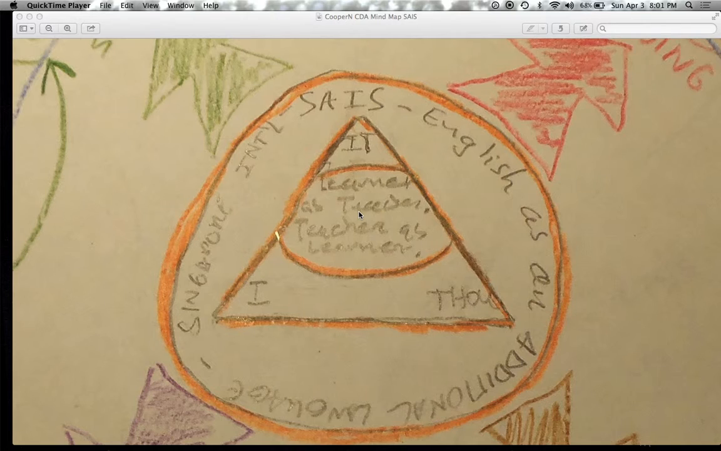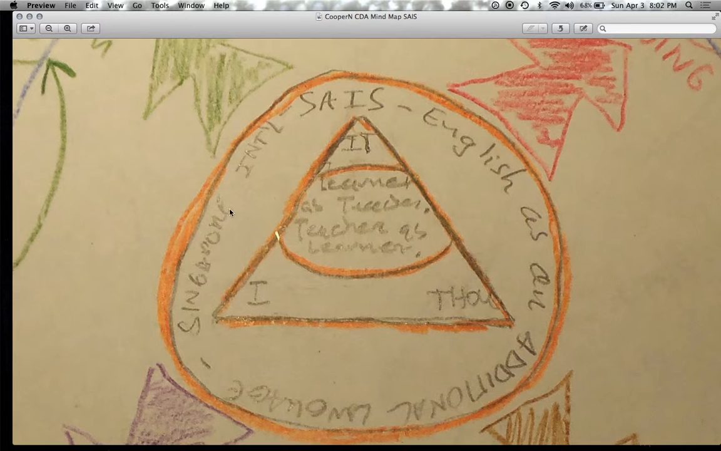So here we go. At the very center of my mind map, you'll see that I have the I, thou, and it. Learner as teacher, teacher as learner. I've discovered that this is at the very core of my belief system about education, my role in the classroom, my dialogue with students, and dialogue with the content of the class. So it's at the center of this mind map because it's integral, I think, to creating this class.